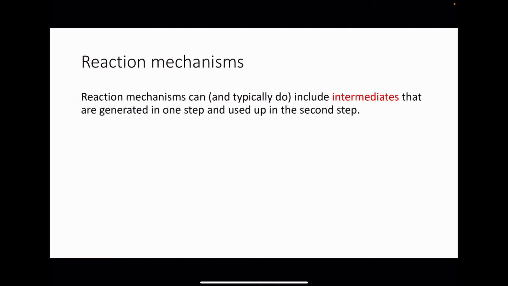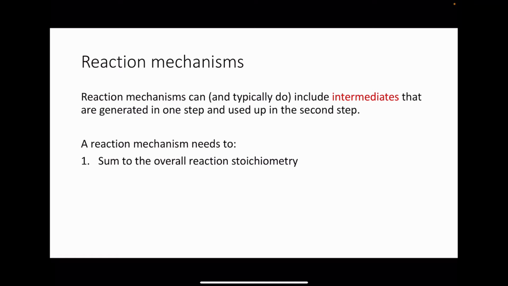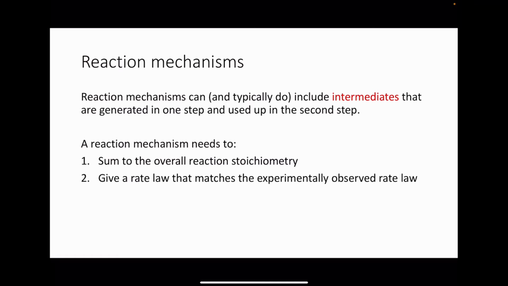So a reaction mechanism often has, or reactions often go through intermediates. That means they're neither reactants nor products. And so that means there's something that the reactants form, they generate, and then they get used up to go on to form products in, say, the second step. So we often have these intermediates, and then a good reaction mechanism needs to sum to the overall reaction stoichiometry, and it has to match the rate law.